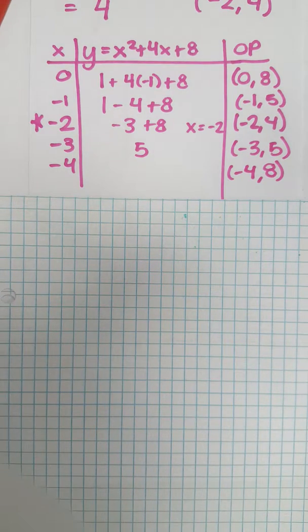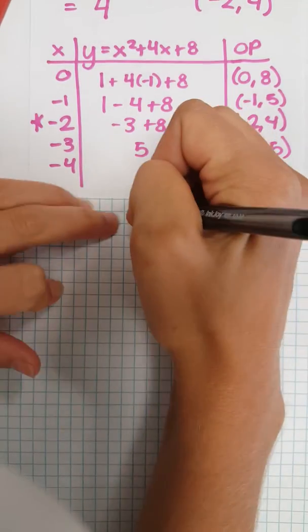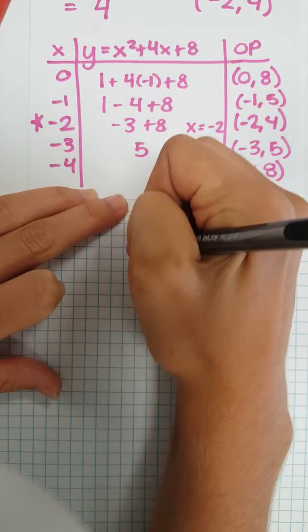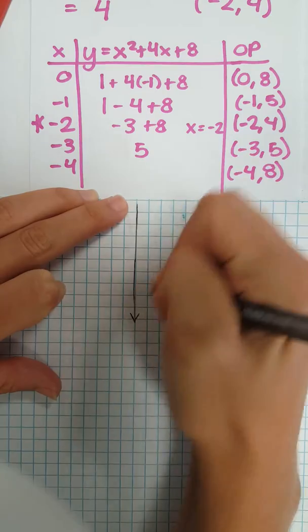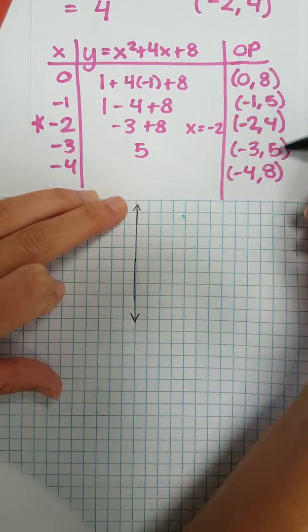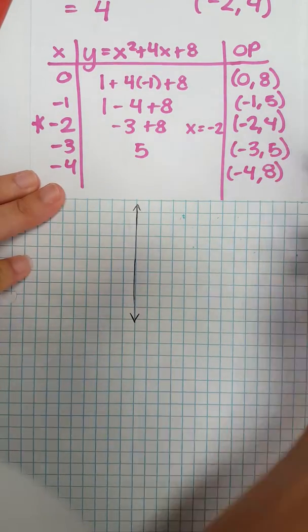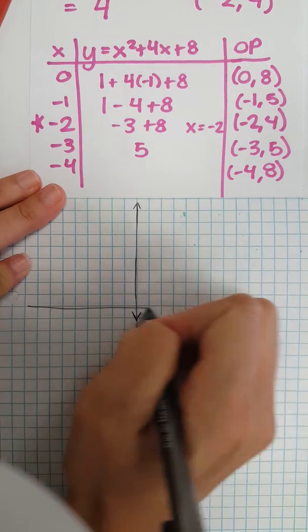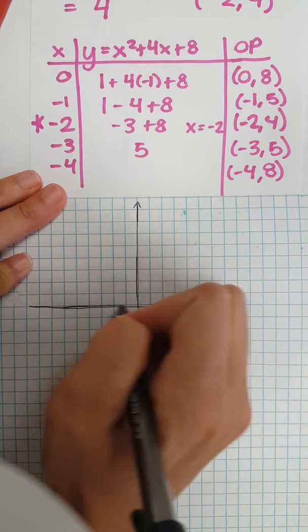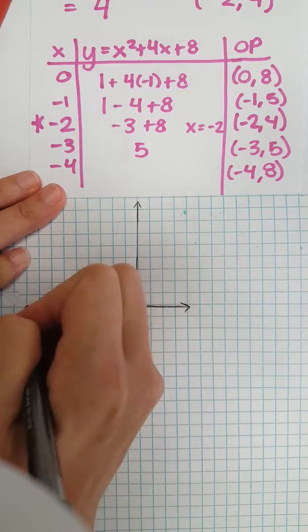So this is giving you time to write everything down. Make sure you're getting everything written down. Let's see here. All my y's are positive and all my x's are negative. Okay, use a ruler when you do this.